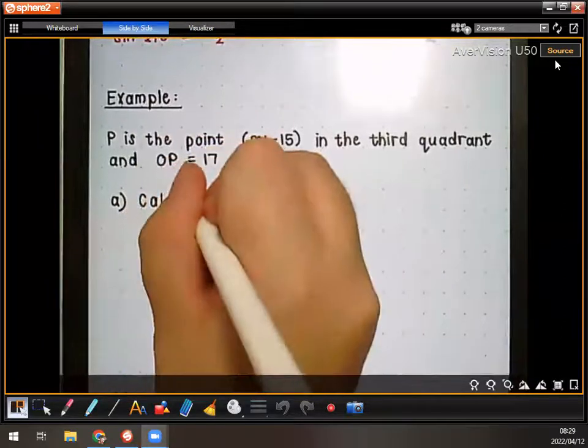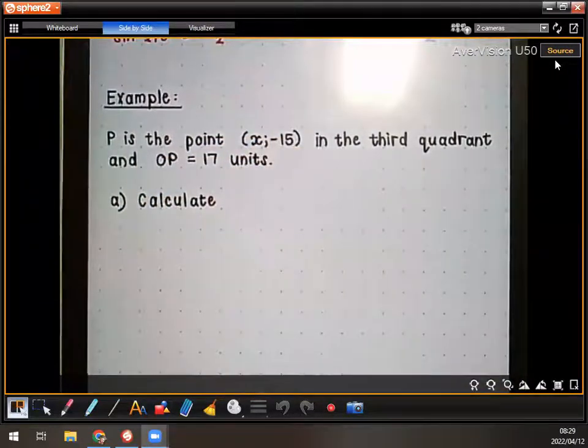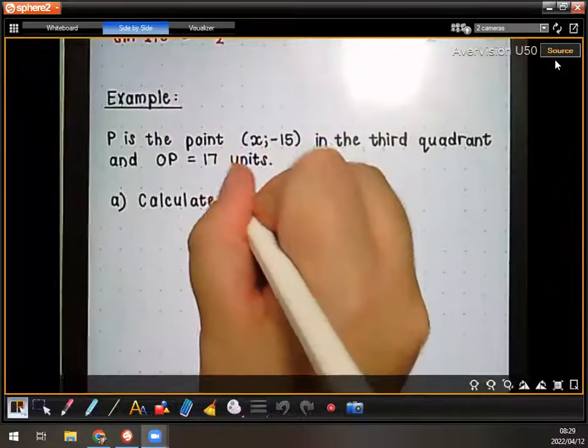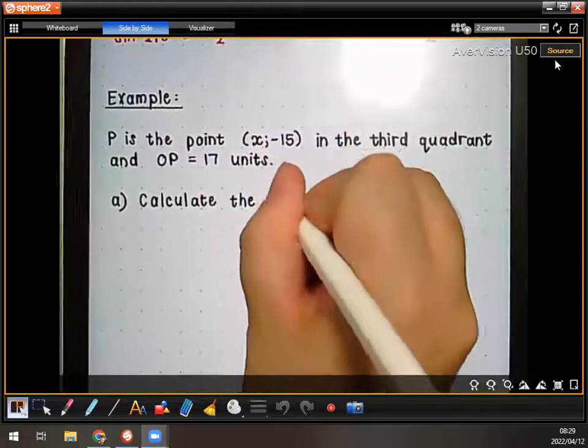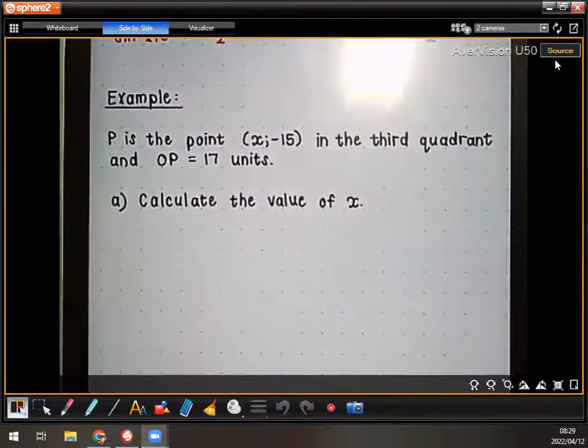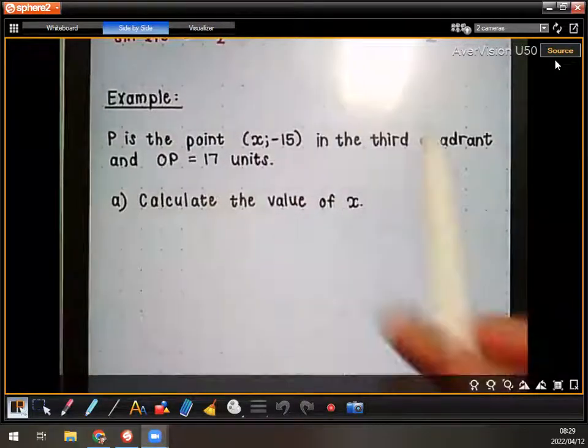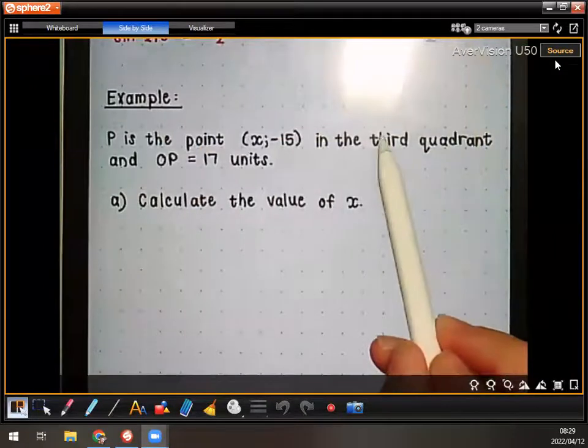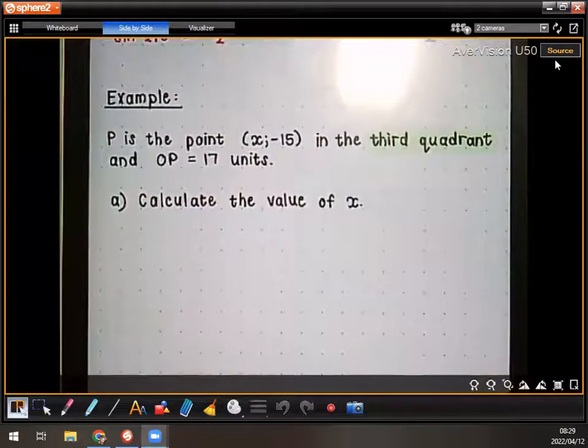In the first question, they are wanting us to calculate the value of x. Yes, guys, you're going to have to draw your Cartesian plane. Notice that they are telling you that this is in the third quadrant. You don't still have to figure out which quadrant this point is in. So they're telling you that x is the x coordinate of the point.